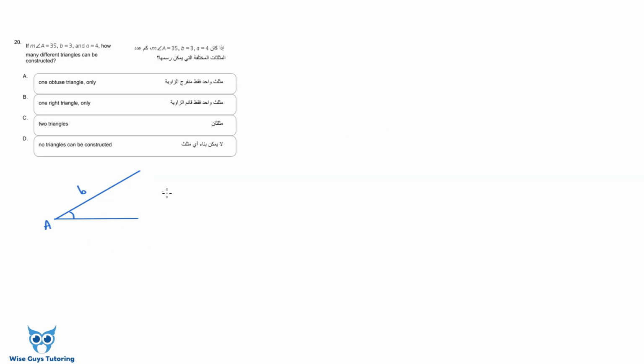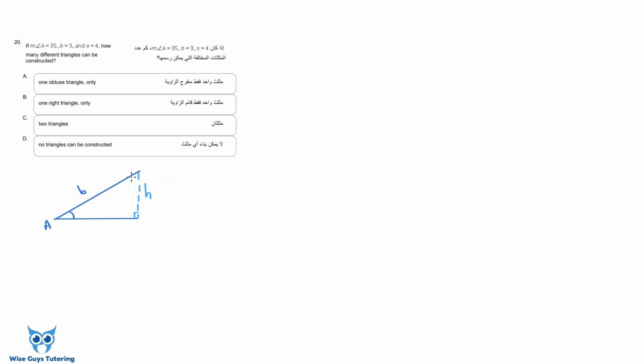To do that, we're always going to be comparing to the height. The height of a triangle is the distance from the vertex to the base, and it's always coming at a right angle. This is the height of the triangle. Let's call it h for simplicity's sake. We're always going to be comparing that third side a to h and to b.